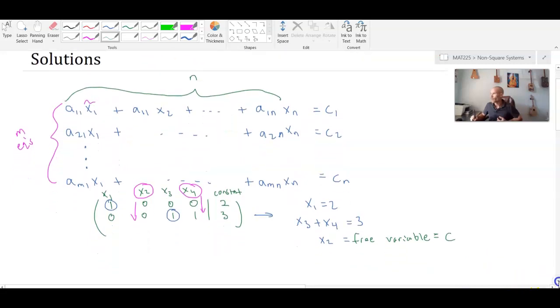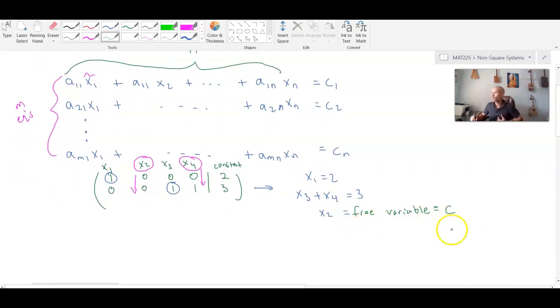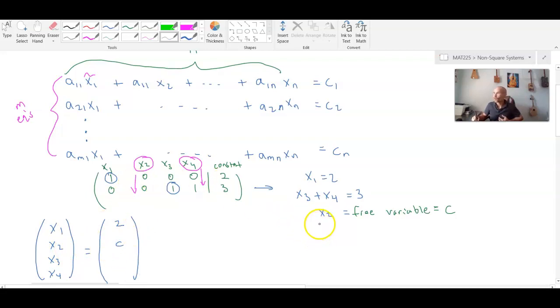All right, so we know that x1 has to equal 2. We know that x2 can be anything we want it to be. Our solution vector, which we would write x1, x2, x3, x4, those values so far are going to take on 2 for x1, x2 is going to be some free variable, and we're going to work on x3 and x4.